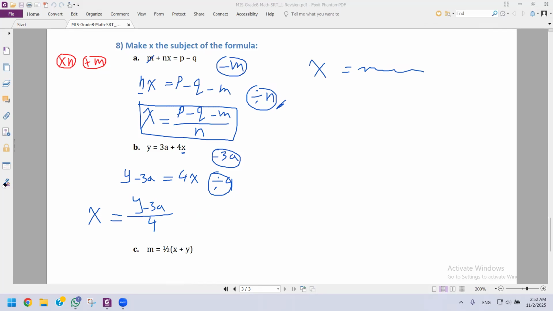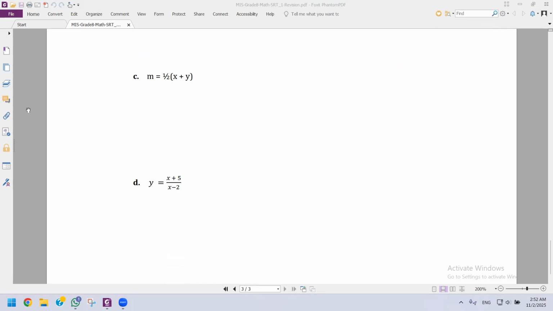Now part C. Let me write it down again. We have m equal to x plus y, and then here times 1 over 2. So that times 1 over 2, what's the meaning of it? It means like the bracket over 2. So actually it's a division, okay?